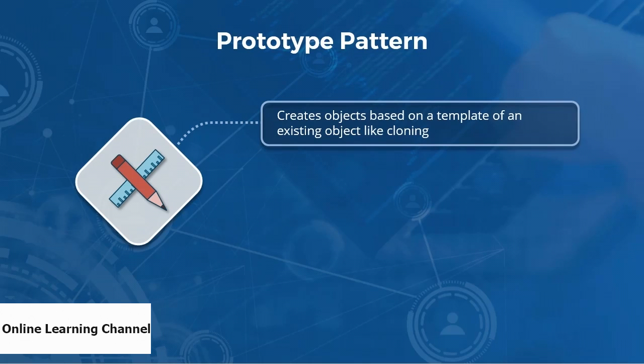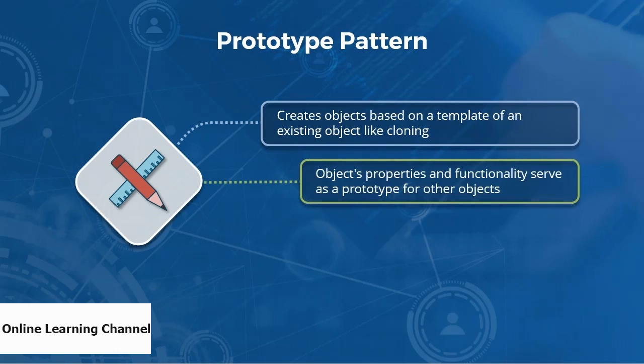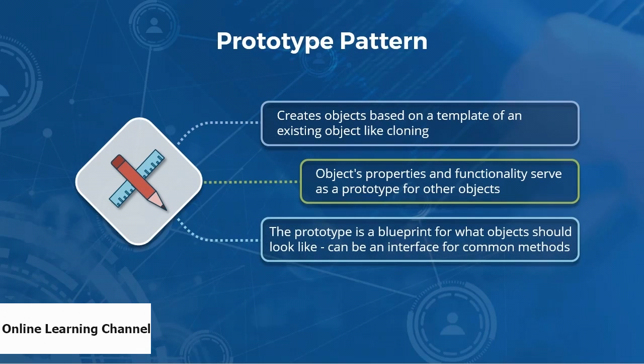So, what is the template specification that a prototype might provide in JavaScript? You have an existing object with a certain number of properties and values for those properties. You might have also defined methods on an object. The object's properties and functionality serve as a prototype for other objects that you create. Thus, in essence, you're using the prototype object that is in existence as a blueprint for what other objects should look like.